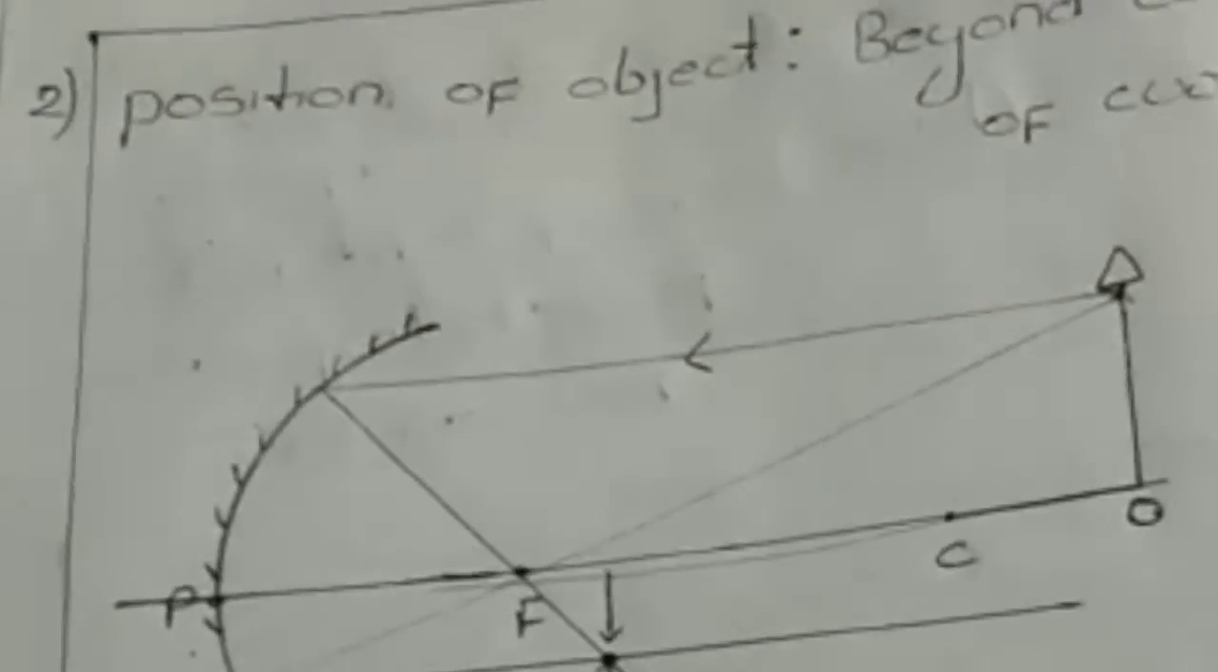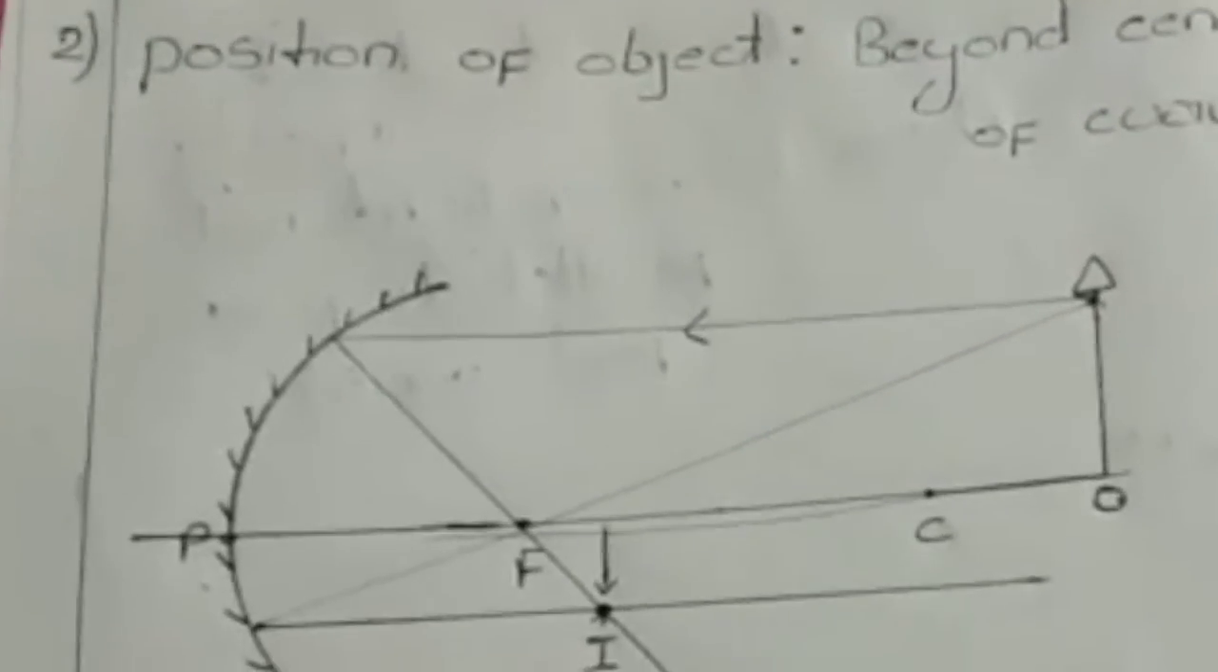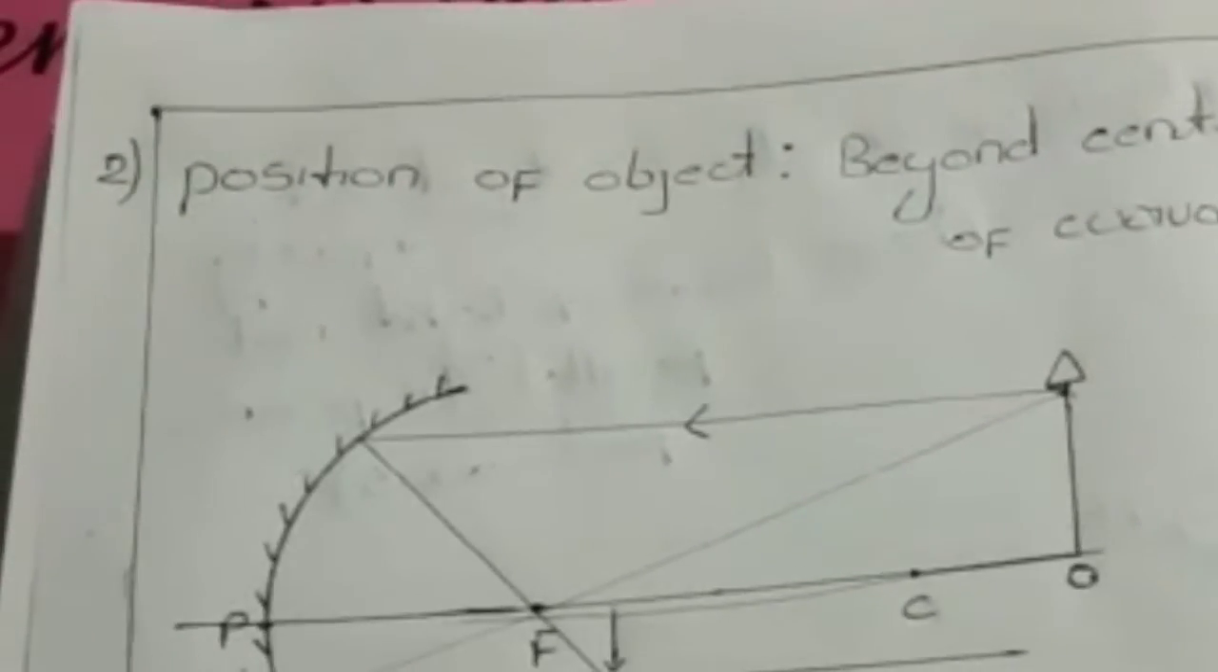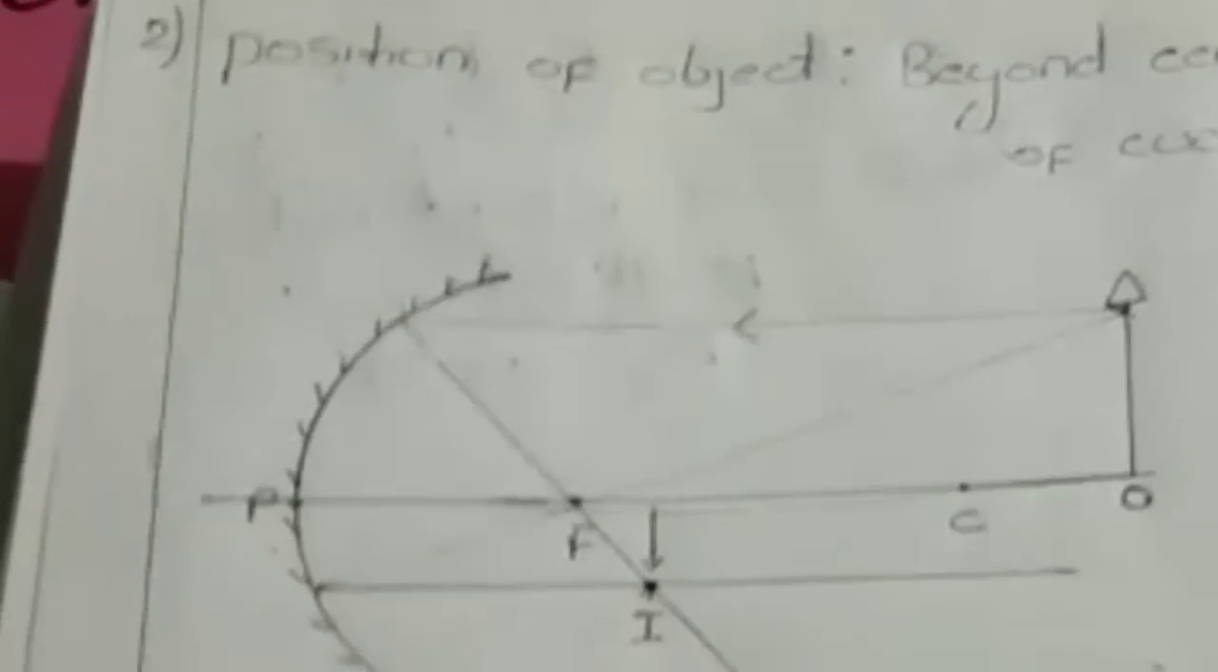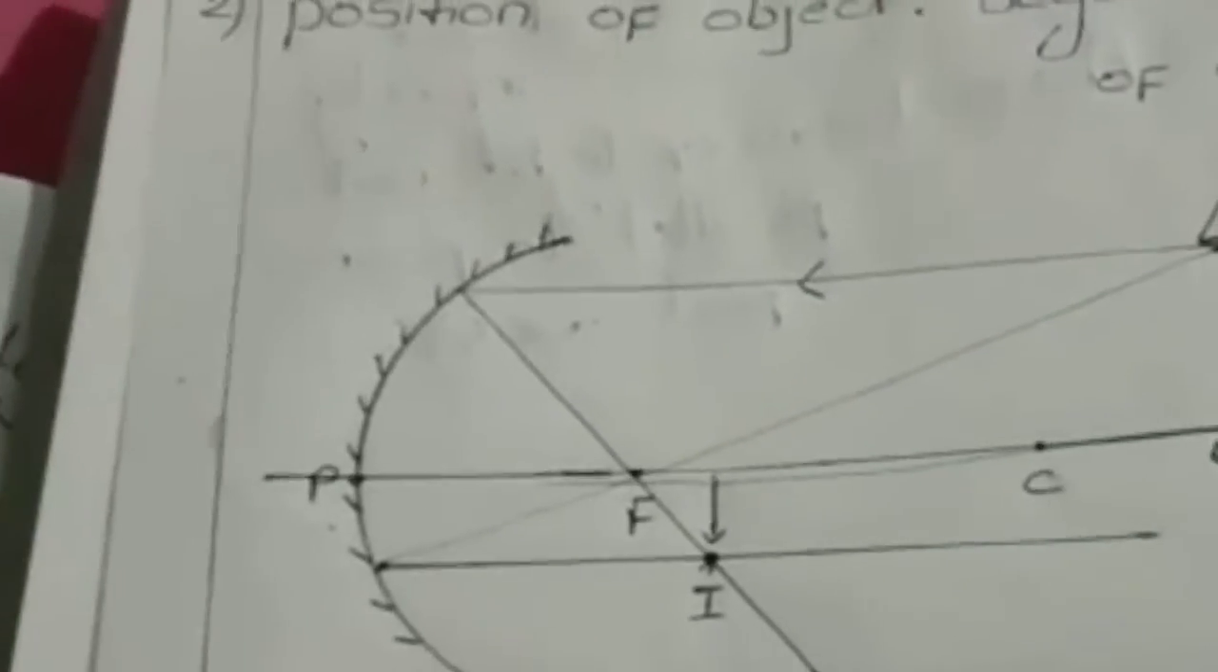Next, let's go to position of object beyond center of curvature. In this case the object is beyond the center of curvature, not at infinity. This arrow mark, friends, indicates the object.